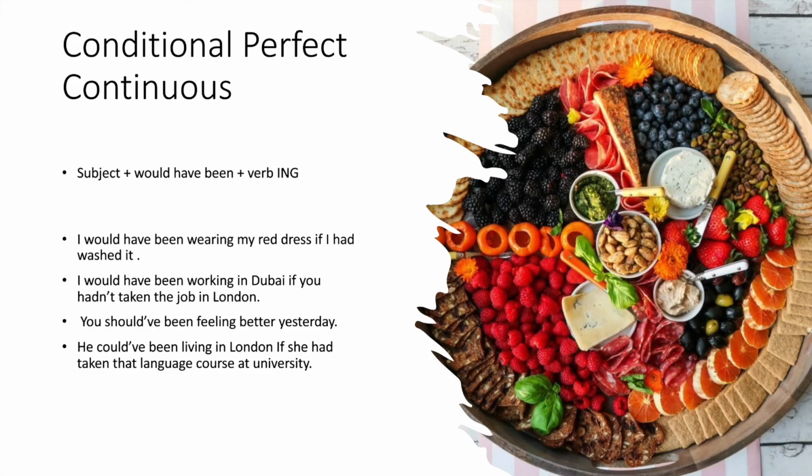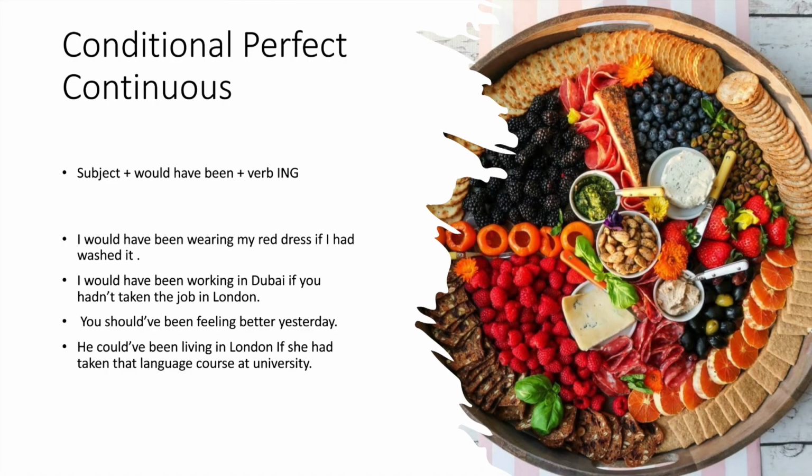Finally, the last tense, which brings us to 16, is the conditional perfect continuous. We use it to talk about the hypothetical results of an action that started in the past. We use the continuous tense to focus on the duration of the conditional tense. Just as a brief overview, the structure is subject plus would have been plus verb plus ing.